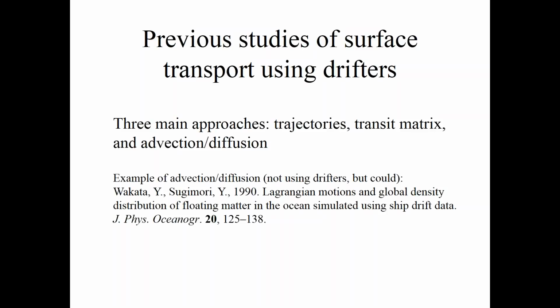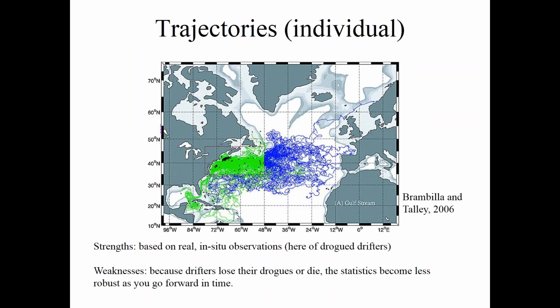The trajectories in the transit matrix approach, however, are based on actual observations much more directly. Trajectories kind of speak for themselves. Anytime you approach a problem using the drifter data in terms of the downstream fate or the upstream source, it's the first thing you want to do. Here's a very prominent example of Brambilla and Talley, 2006, where they wanted to see what connectivity there was between the subtropical and subpolar North Atlantic from these drifter trajectories, drogued only.